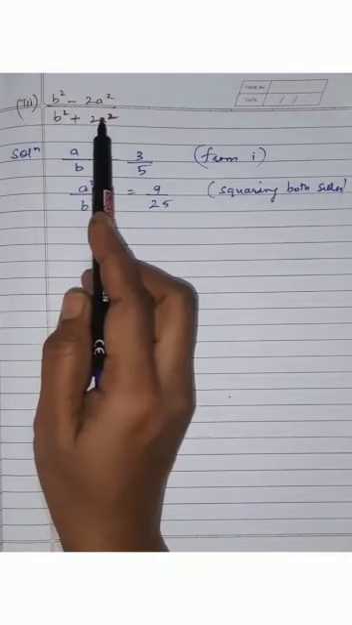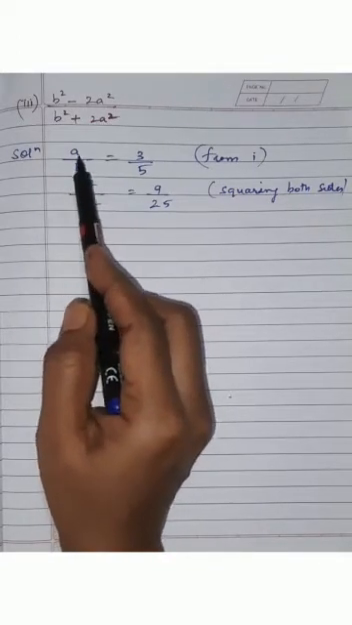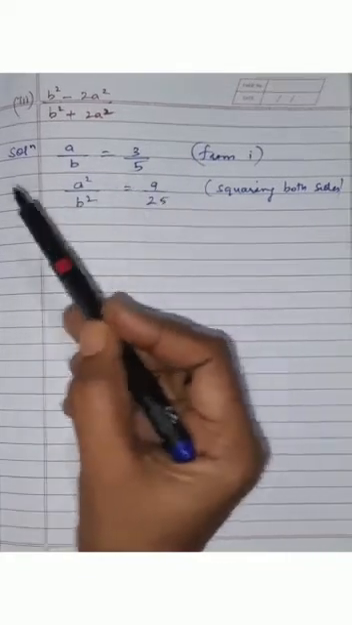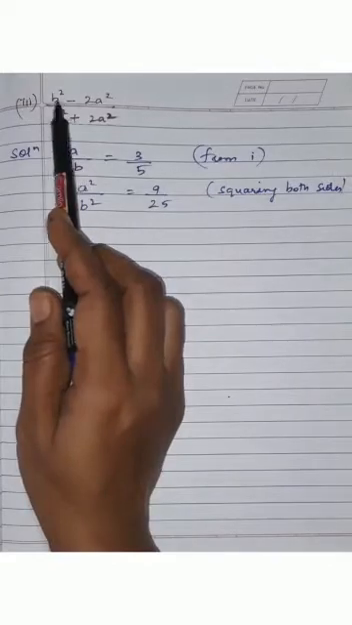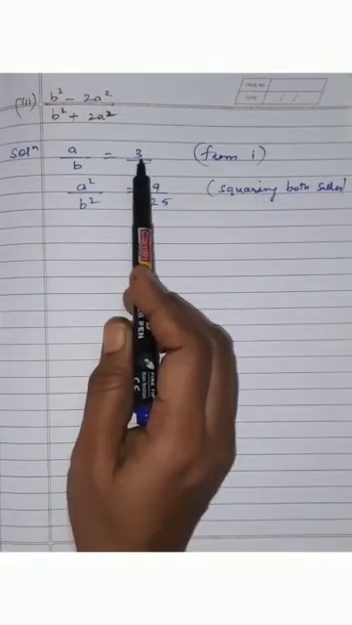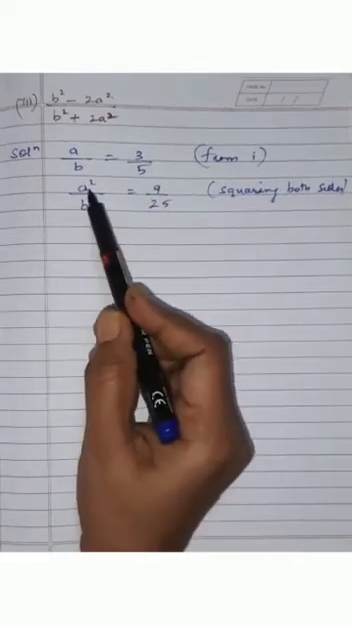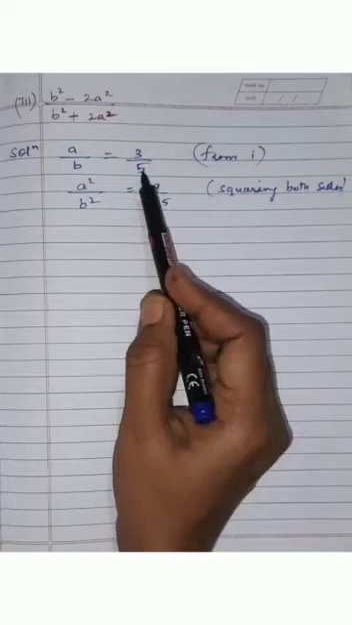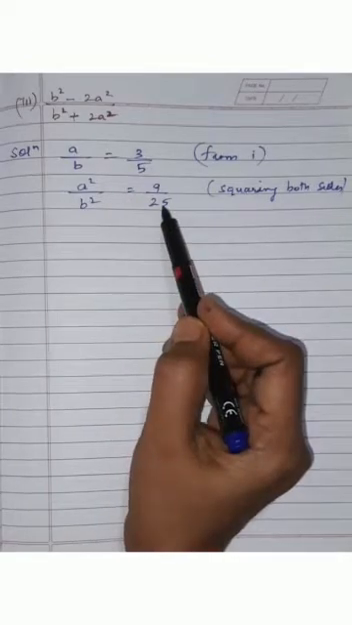We want to find the value of this ratio. The solution will start as a upon b is equal to 3 upon 5, which we got from the first sub question. Now, children, here we have b square and a square, so we have to square both sides of this equation. When we square both sides, we get a square upon b square is equal to 9 upon 25, as 3 becomes 9 and 5 becomes 25.